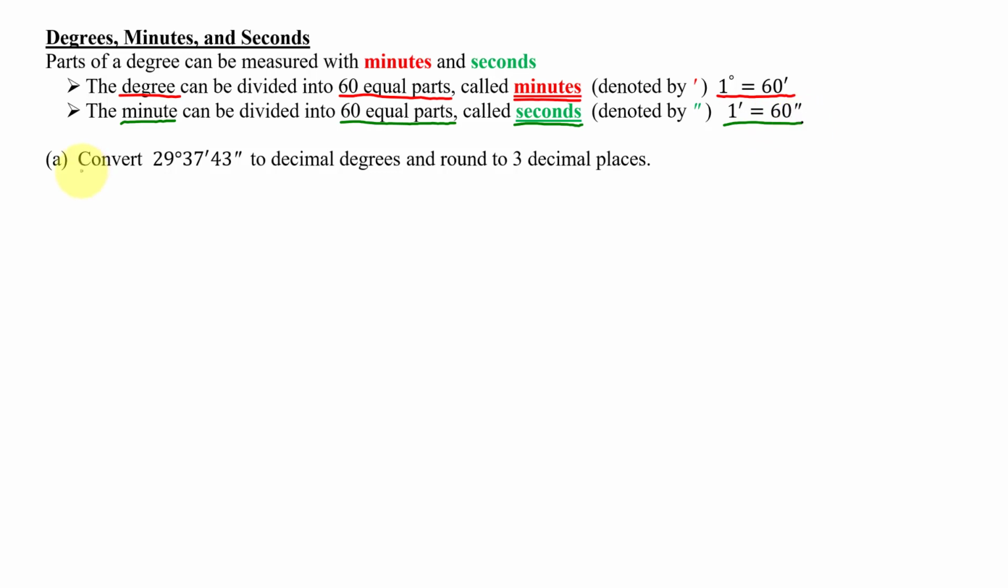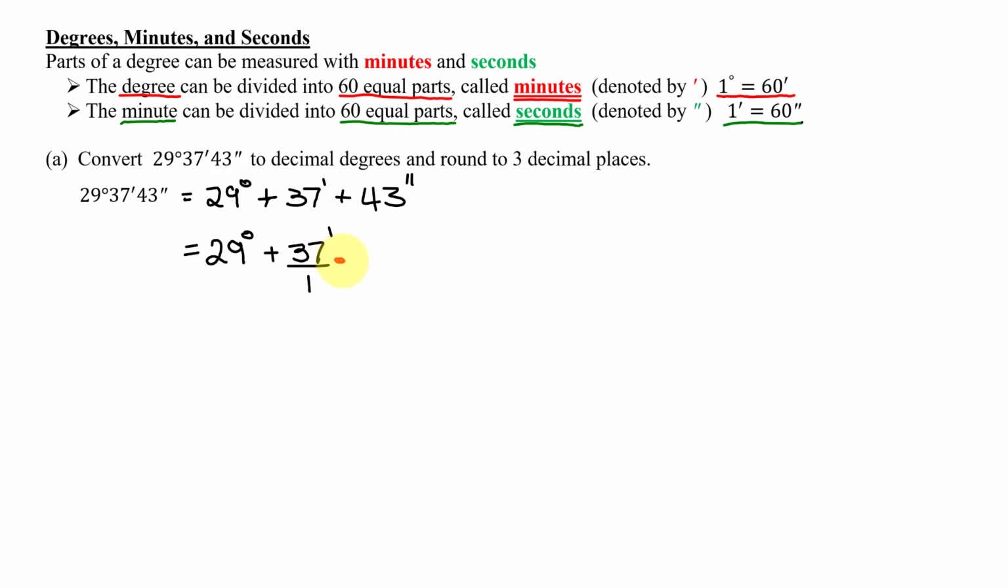In part A, I need to convert 29 degrees, 37 minutes, 43 seconds to decimal degrees and then round the answer to 3 decimal places. So what does this expression here mean? It means I have 29 degrees added to 37 minutes added to 43 seconds. I have to convert the minutes and seconds into degrees. So I have 29 degrees plus 37 minutes. I'm going to turn it into a fraction by dividing it by 1.